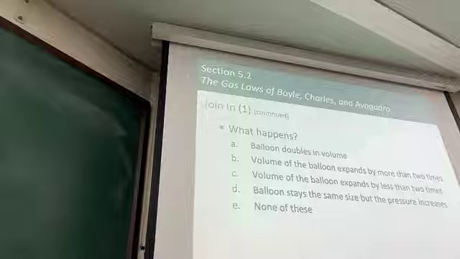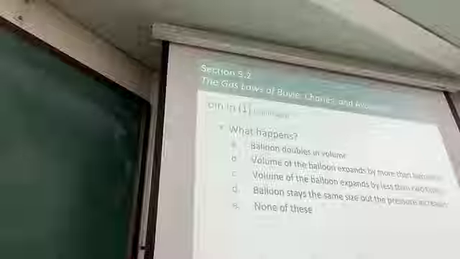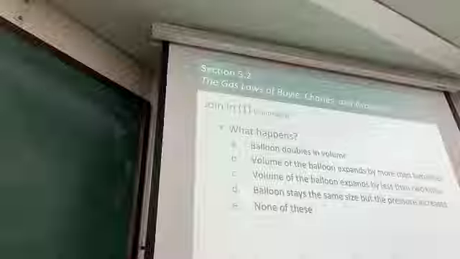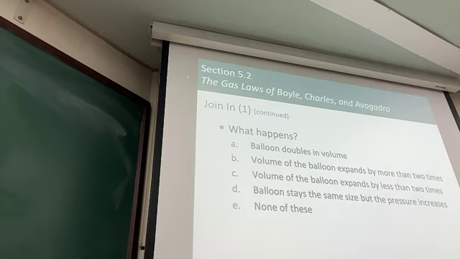B is the volume of the balloon expands by more than 2 times. That's also not possible because that would mean that the mole number should be larger than the mole number of neon, right? Then ultimately we would end up with more than double. And C is apparently the right answer because we will eventually end up with roughly 1.5 times the amount of volume that we had before.